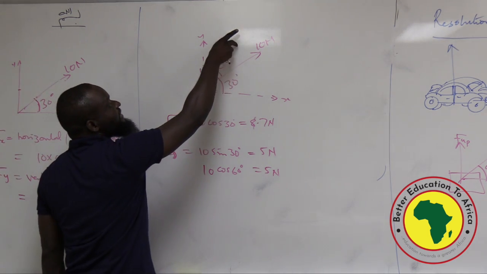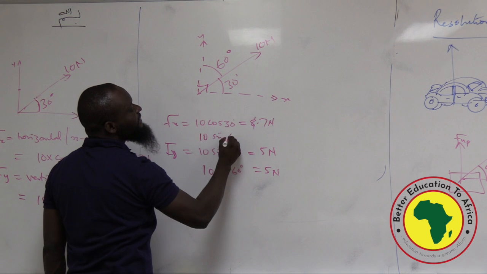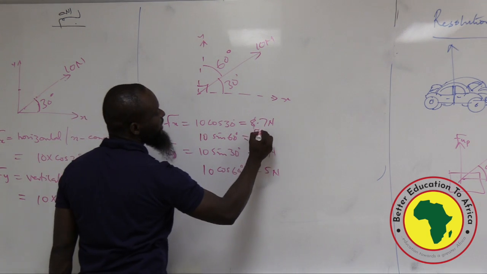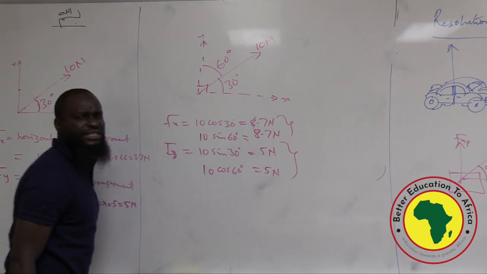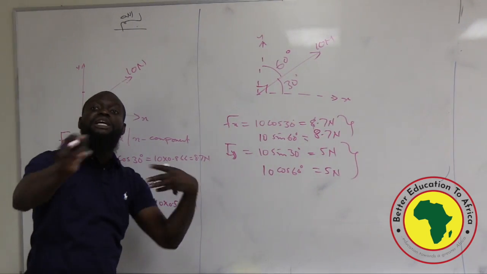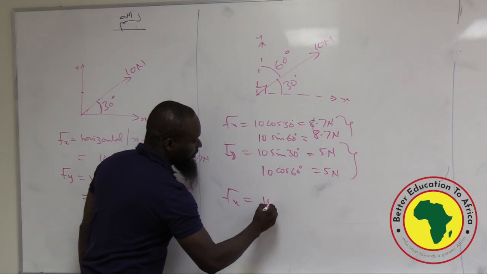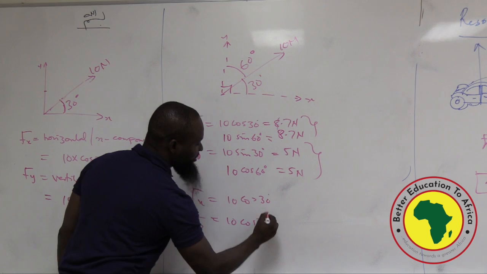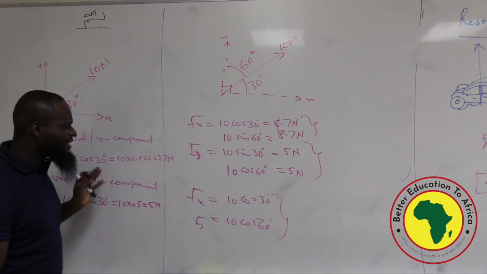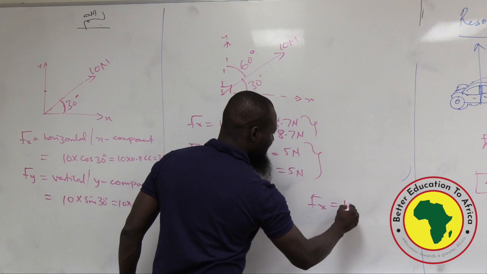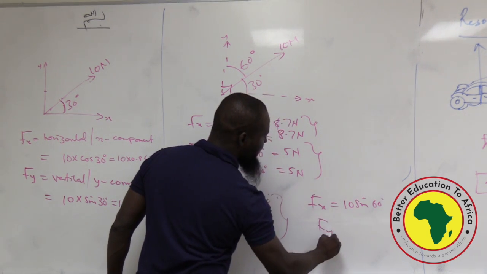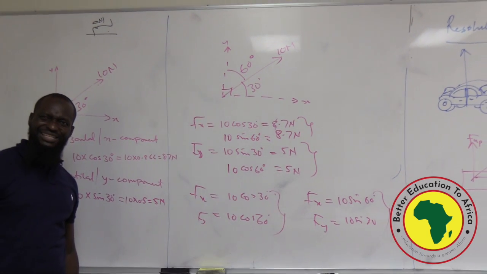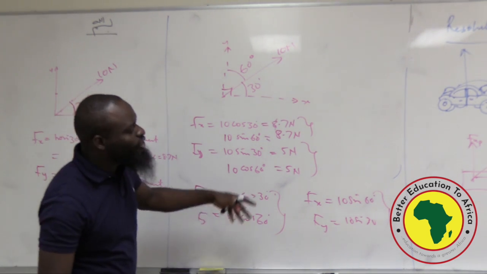And Fx, if I want to use 60 degrees for x, will be 10 sine 60. I'm using sine because 60 is not the angle between the force and the x-axis. It will still give me 8.7 newtons. So any angle you use, you get the same answer. I can decide to use cosine for both axes: my Fx is 10 cos 30 degrees and my Fy is 10 cos 60 degrees, because I know those two angles. Or I can decide to use sine: my Fx is 10 sine 60 degrees and my Fy is 10 sine 30 degrees. I'll get the same answer. So it is your choice to choose whichever angle you want to use.